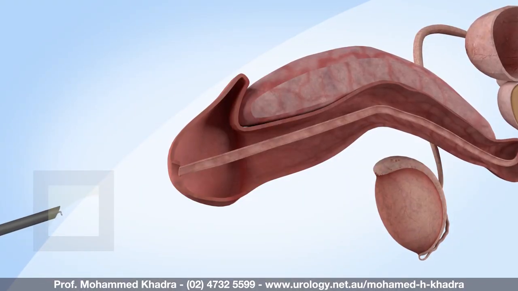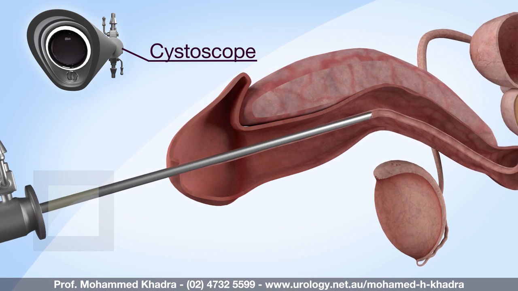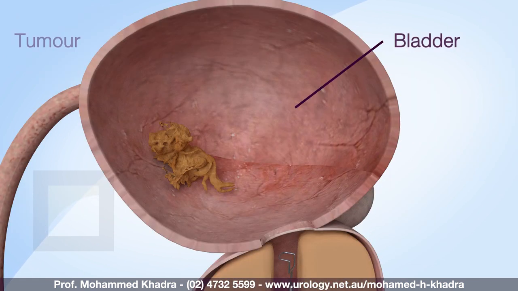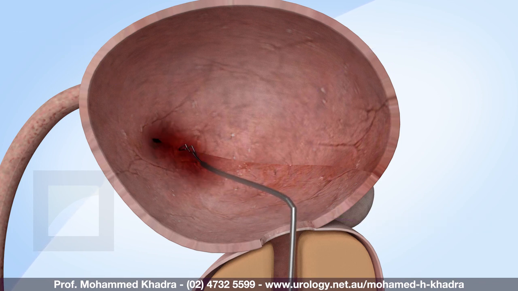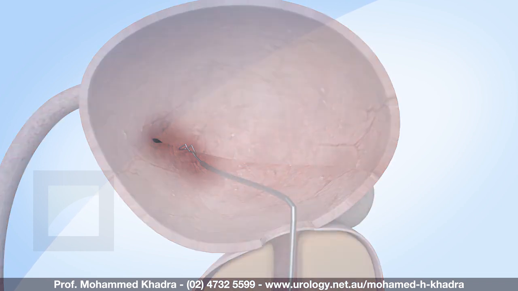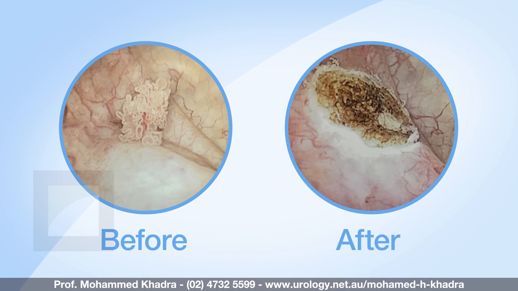The procedure involves placing a scope, which is called a cystoscope, into the bladder, and this allows us then to access the tumour that we find in the bladder and remove it completely. The tumour fragments are removed using suction and sent to pathology for analysis. This is to know how deep or superficial the bladder tumour is.